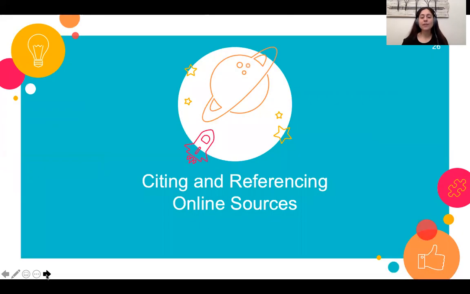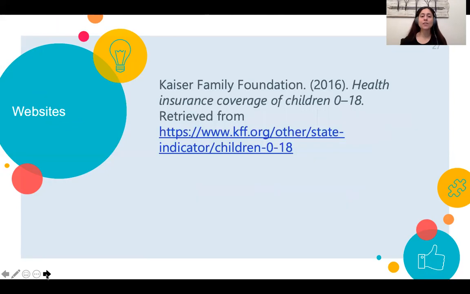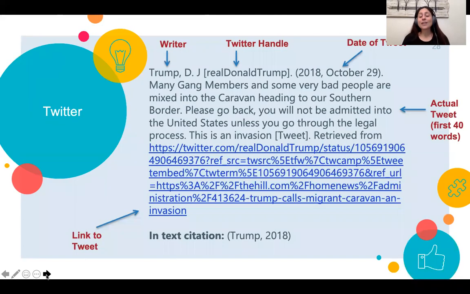All right, and now the last piece of this is about citing and referencing online sources. So websites, as I mentioned, are one that can be problematic to cite. If you're citing a website, this is what it should look like, okay? And you do need to include where you got it from. If you're citing Twitter, it's kind of a complicated citation, but this is what it should look like, okay? So I would recommend pulling this slide out if you're going to end up citing Twitter so that you know how to do it correctly.